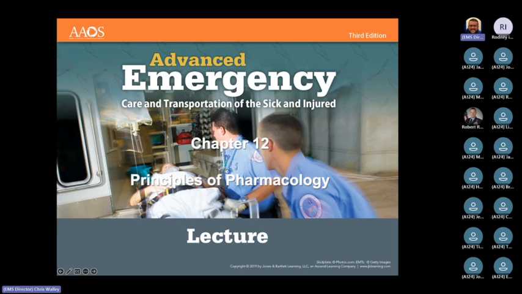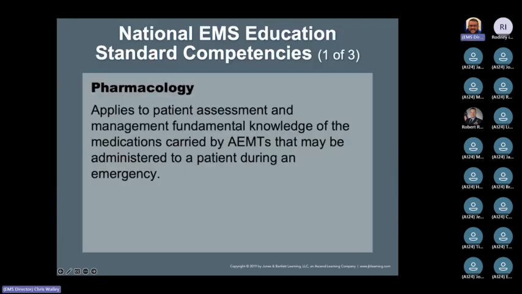So we're going to do principles of pharmacology. I'm going to try to make it as fun as we can. We're going to have a good time. All right, so pharmacology. This applies to patient assessment and management, fundamental knowledge of the medications carried by AEMTs that may be administered to a patient during an emergency.